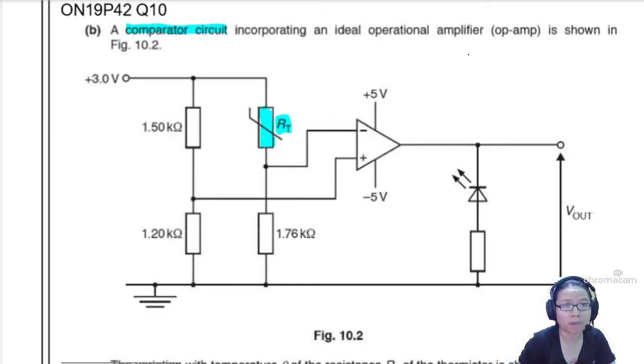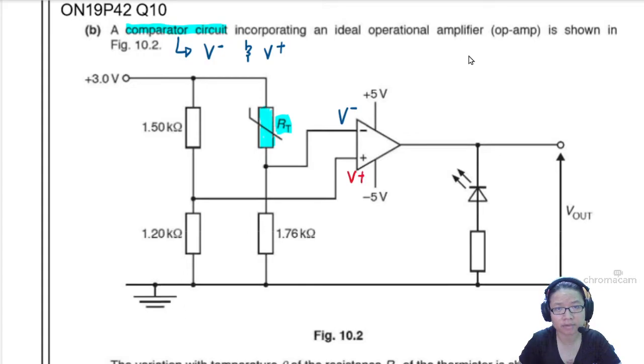Okay, so when we use the comparator circuit, we are comparing two things. We are comparing our inverting input and our non-inverting input. So we are comparing V minus and V plus. Where is V minus? Well, look at the connection. If you trace out the connection, V minus, the inverting input, is connected between the thermistor and the 1.76 kilo ohm resistor. This blue color is the entire potential divider circuit. So V minus is at the middle.